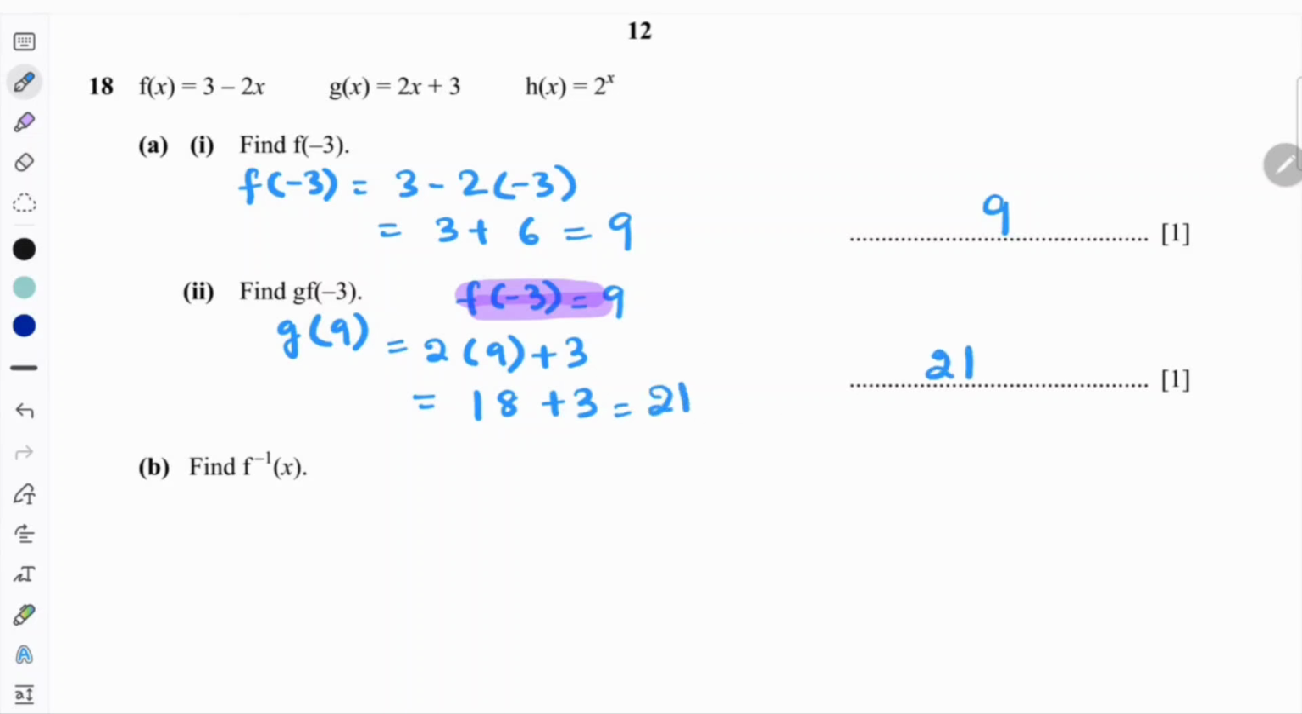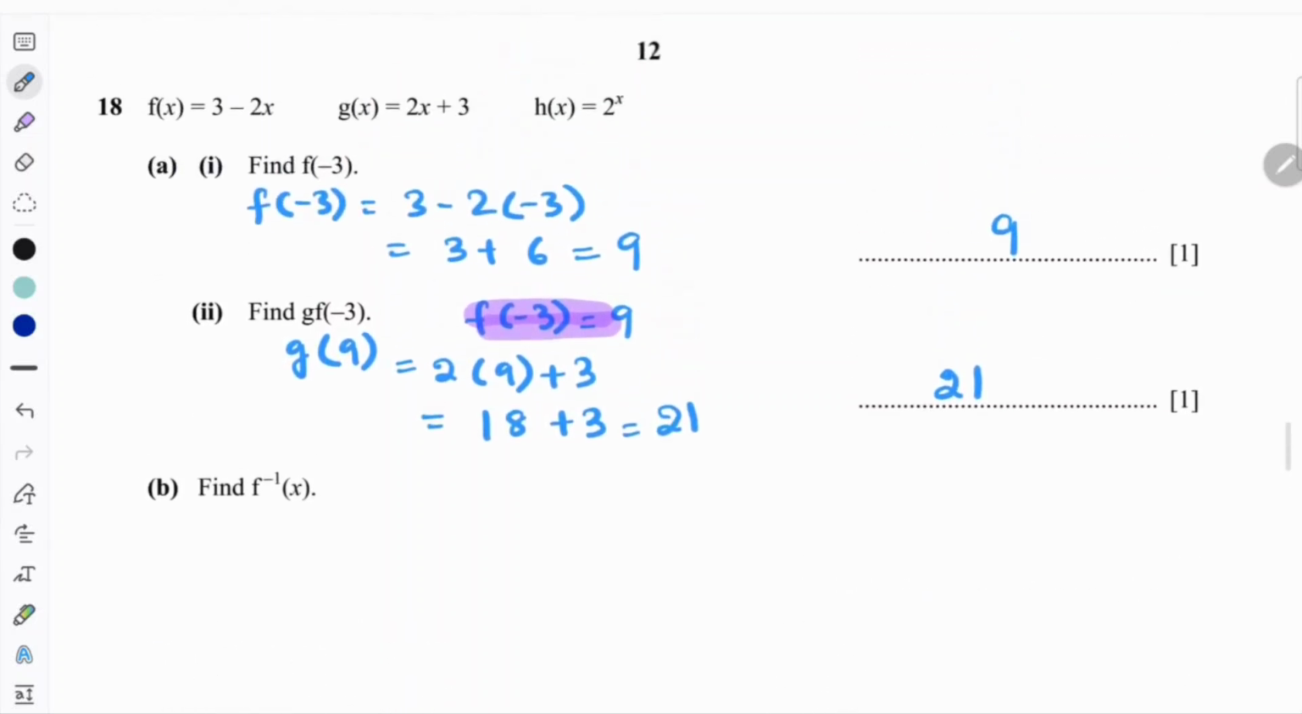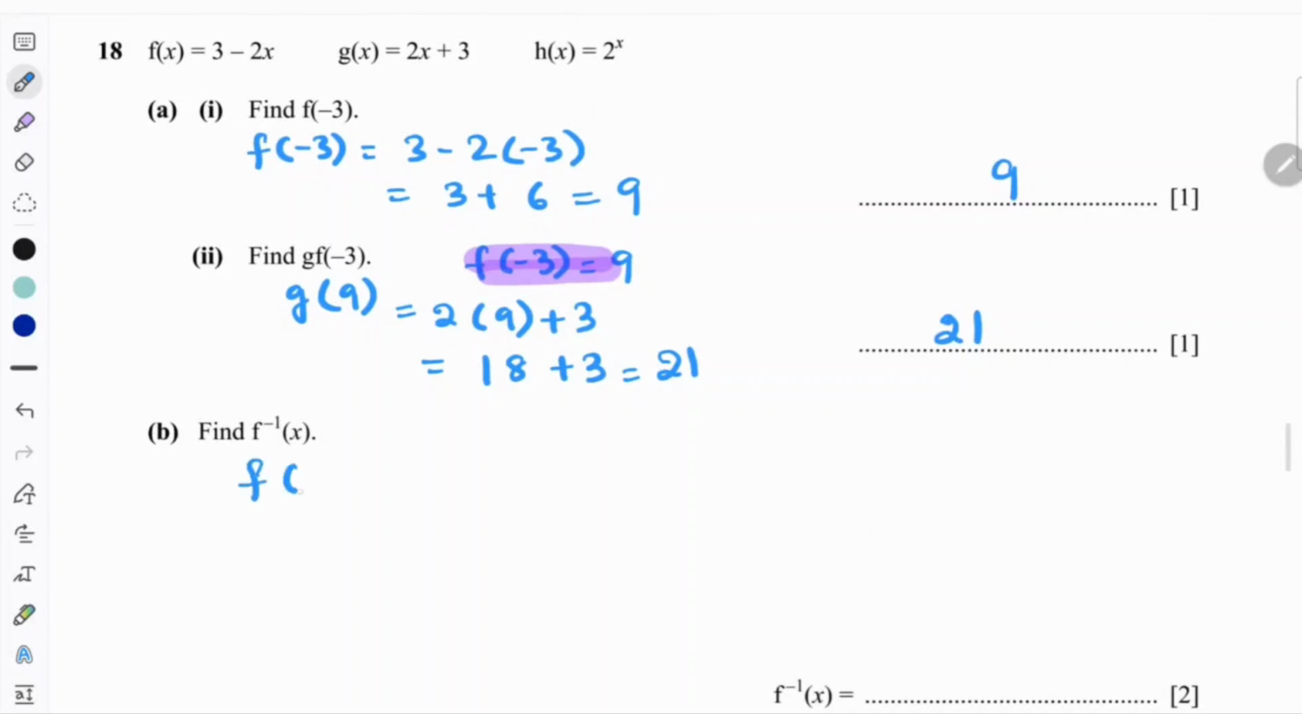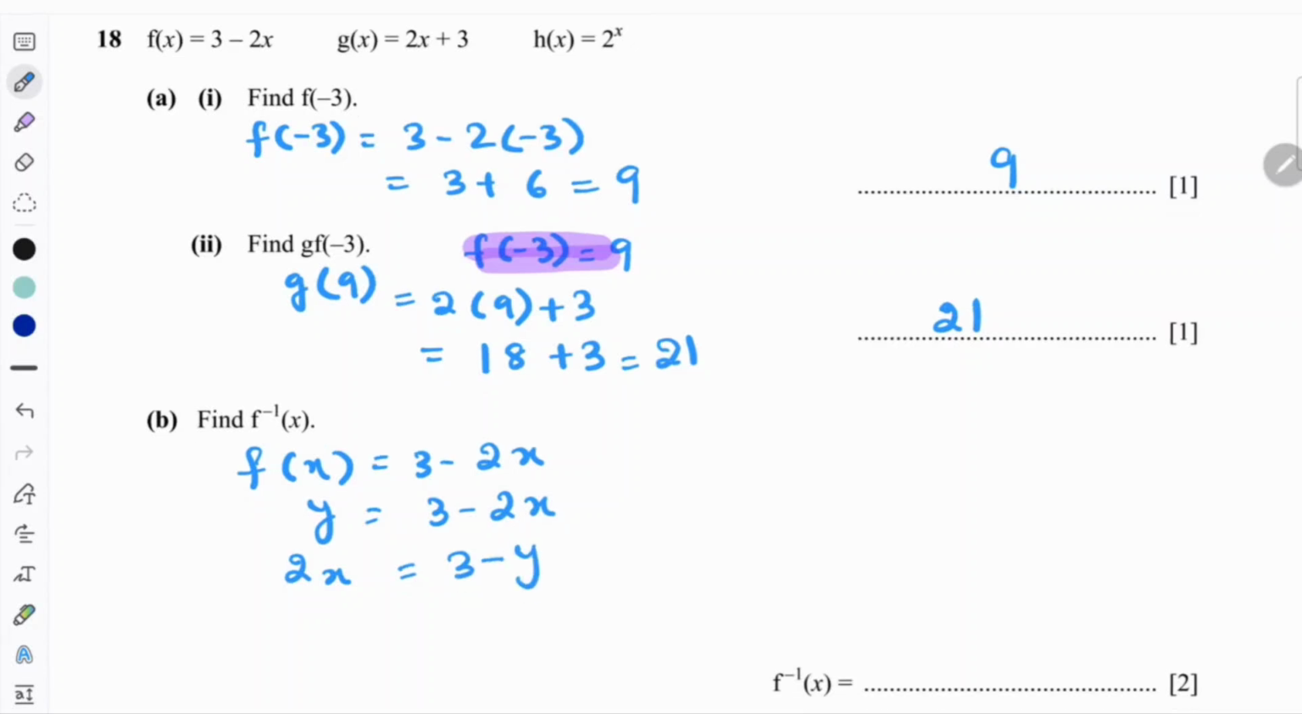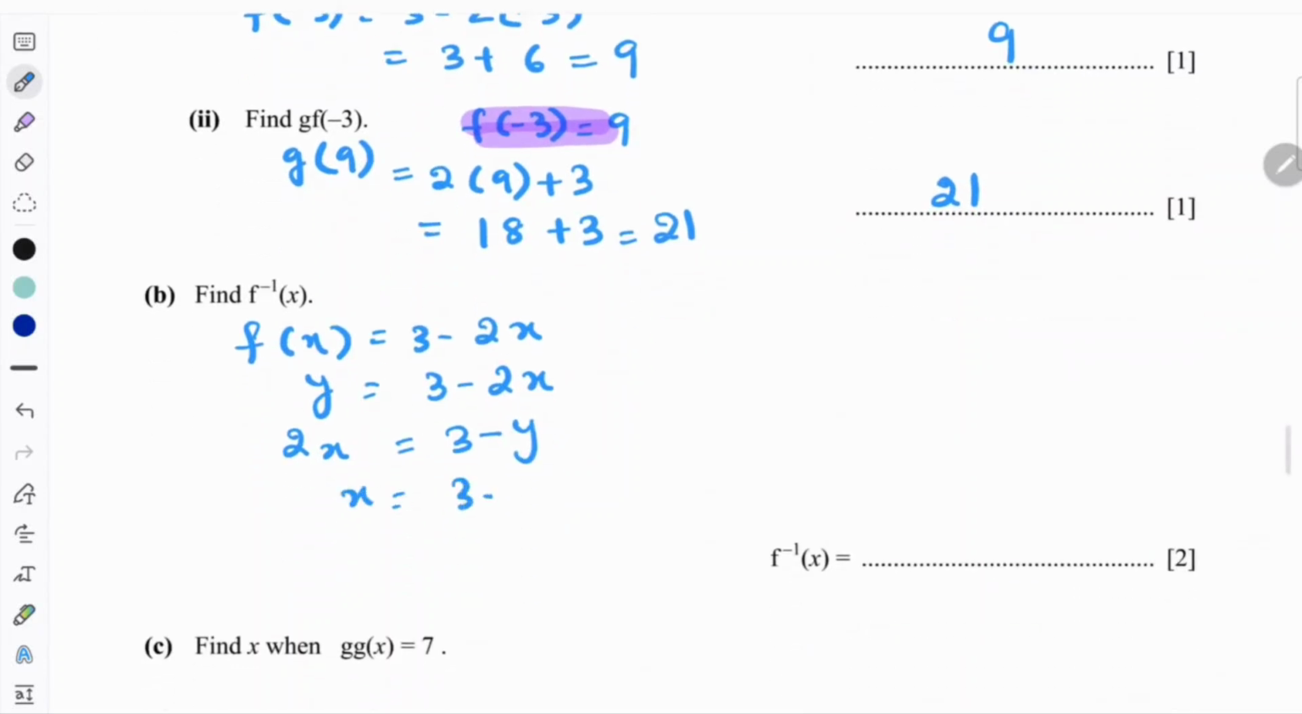21 is the answer. f inverse of x: f of x is equal to 3 minus 2x. y is equal to 3 minus 2x. 2x is equal to 3 minus y. x is equal to (3 minus y) upon 2. f inverse of x is equal to (3 minus x) upon 2. That is (3 minus x) upon 2 is the answer for part B.